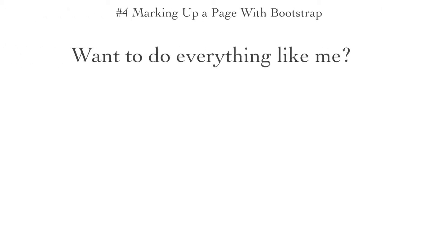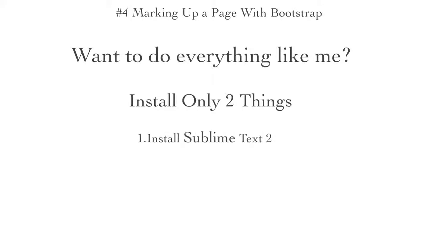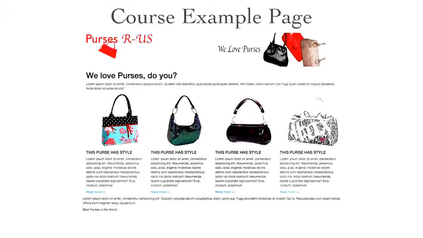All right. So now, if you want to do everything like me, there are two things that you need to follow, and I say it in mostly all my videos. You need to install Sublime Text 2, and you need to install the Emmet plugin. These links are going to be at the bottom of this video, so you can click on them and learn how to do this if you don't know how. If you already have your own editor, don't worry about it.